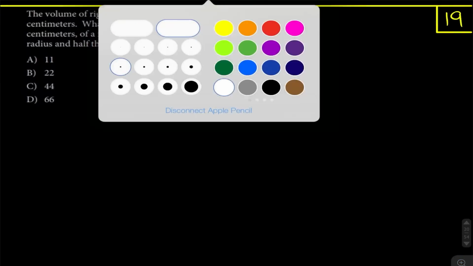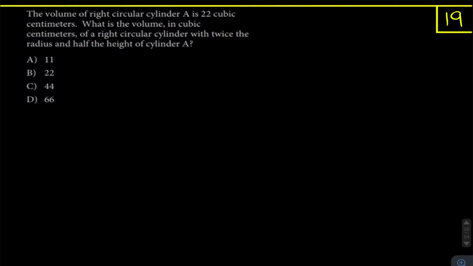So moving on to problem 19 here, we're trying to find the volume of a right circular cylinder, or no, actually, let me rephrase. The volume of right circular cylinder A is 22 cubic centimeters. What is the volume in cubic centimeters of a right circular cylinder with twice the radius and half the height of cylinder A? Now, make sure you know that for these volume problems, you're going to have to deal with some on the SAT. They give you the volume formulas at the beginning of the SAT, right? A lot of newbies to the SAT will forget about that, right? I can't tell you how many times I've been in college and I forgot that at the beginning of the test there's a formula sheet that I can use, and then I'll get problems wrong and be annoyed.